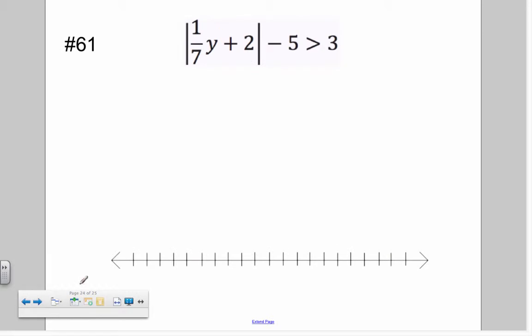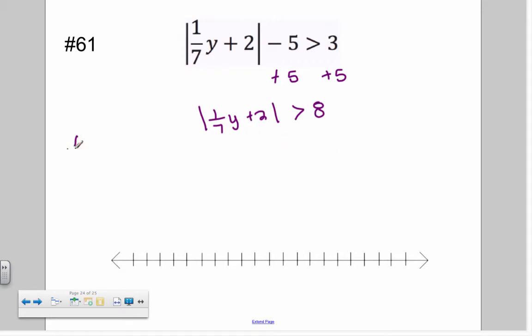The next example I'm going to do is number 61. It has a nice fraction in there, and this one is a greater than, so we're actually going to have an "or" inequality here. Same thing as last time, we have to split this up, but I cannot do that until I get the absolute value alone. So the very first thing I have to do is add 5 to both sides. Now I have the absolute value of 1/7 y plus 2 is greater than 8. Now I can split this up.